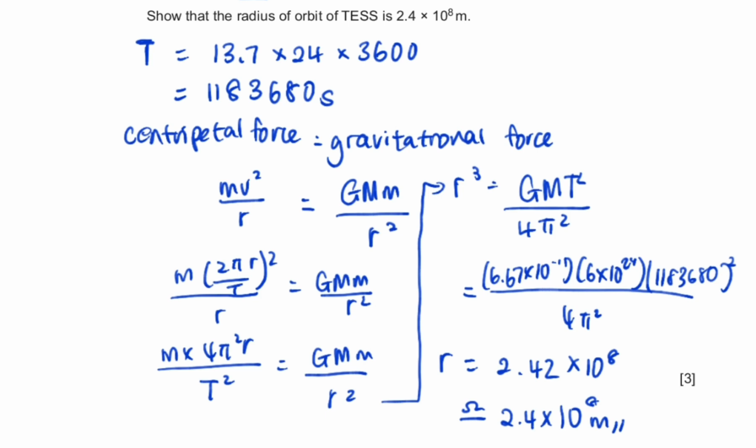So basically, the final answer you get after putting it in your calculator is 2.4 times 10 to the power of 8 meters. And we have basically shown what the prompt in our question asked, it just tells us to show that this is the answer. So we can write "shown," and we're done with this question.